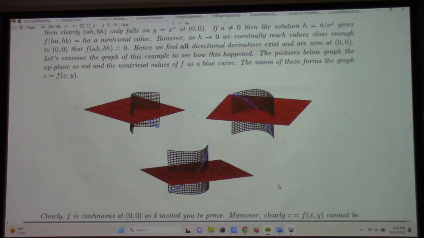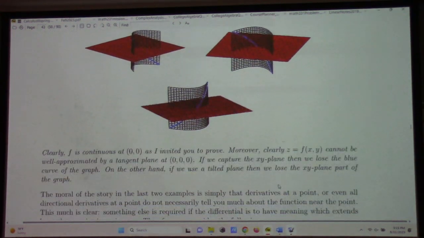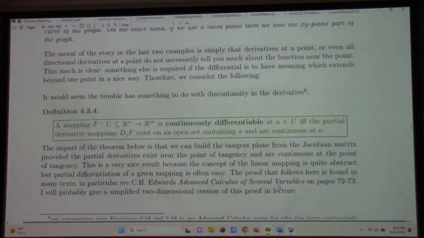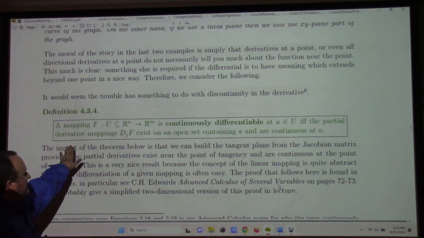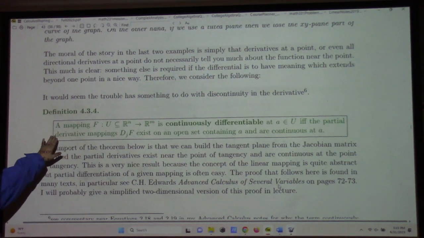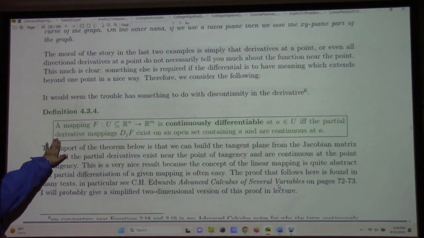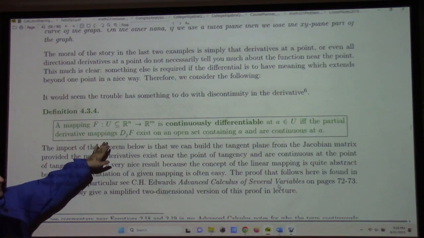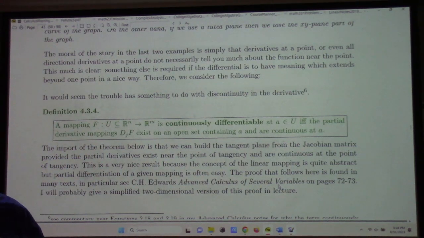All right, anyway, that's a problem. That's why we care about this. Continuously differentiable: a continuously differentiable function is one for which all the partial derivative mappings exist on an open set containing A and are continuous at A. That will kill the examples I just showed you.